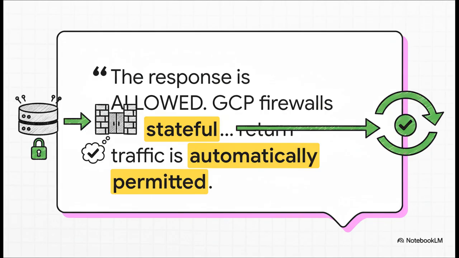Why? Because, as we said, GCP firewalls are stateful. They don't just see a random packet trying to leave. They understand that this outgoing packet is the response to an existing approved connection. That egress deny rule only applies to new connections trying to start from inside your server, not the return traffic for a session you've already allowed.